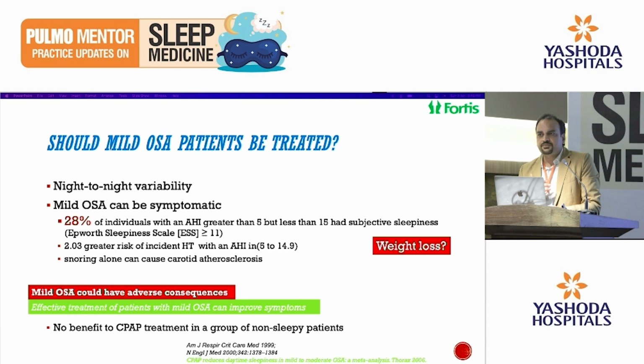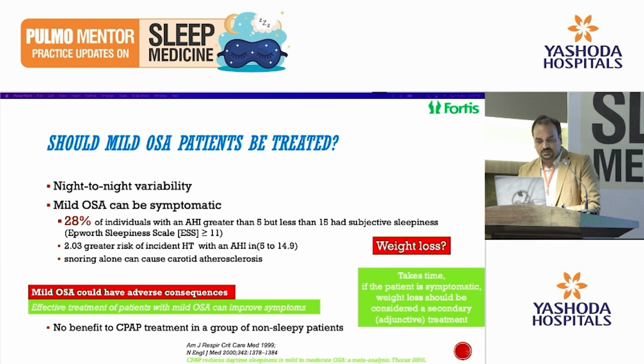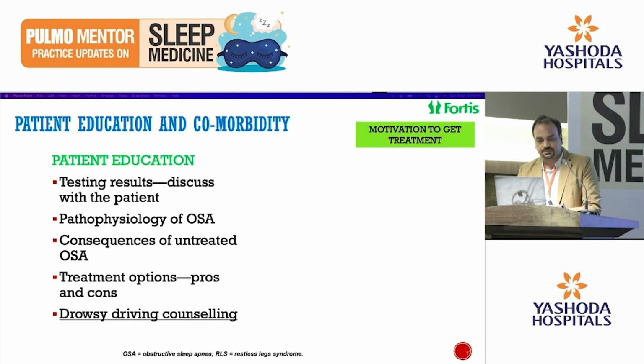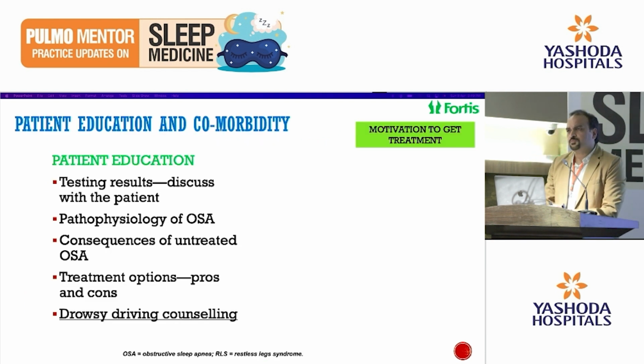Weight loss: when we see a patient who has mild OSA, our first reflex is, rather than going for CPAP, let's go for weight reduction in these patients. But weight reduction is a time-taking process. So if the patient is symptomatic and wants to lose weight, consider this as a second option and try and encourage your patient to use CPAP in such a scenario, because it has long-term consequences for your patient. And this is the most important part.